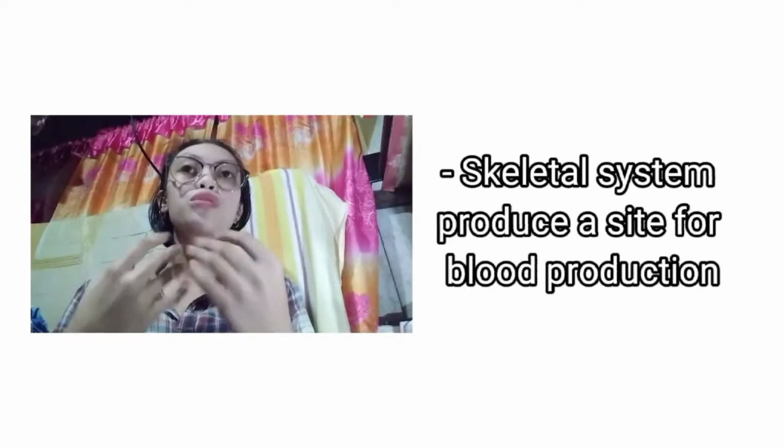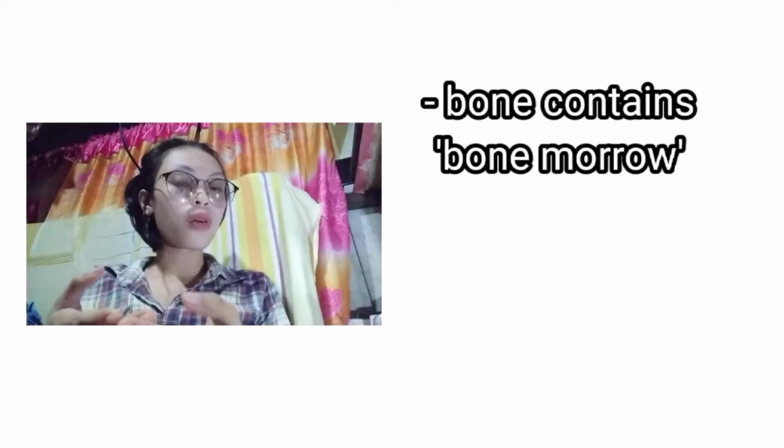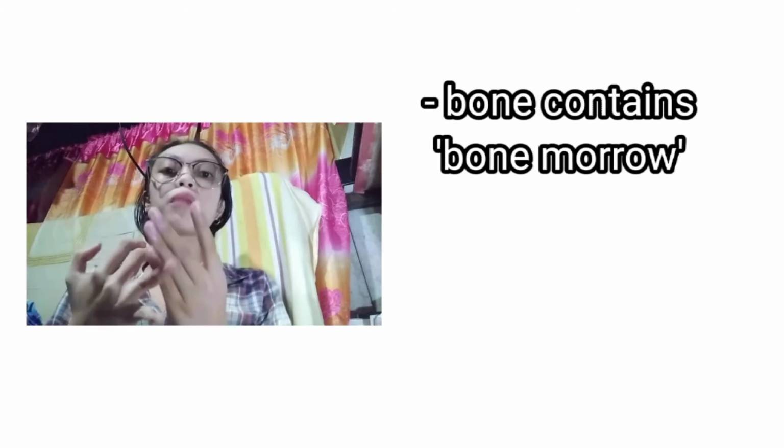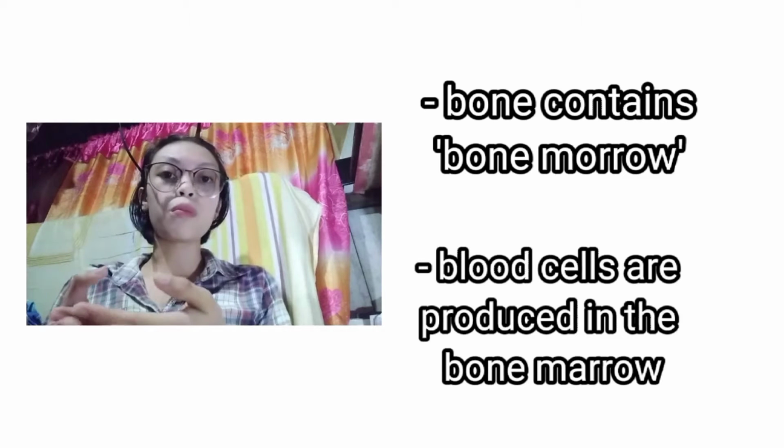In this video, I'm just gonna go ahead and tell you about some of the physiological functions of the skeletal system. The skeletal system provides a site for blood production. The skeletal system, or bones, contains bone marrow. Red blood cells, white blood cells, and platelets are produced in the bone marrow.